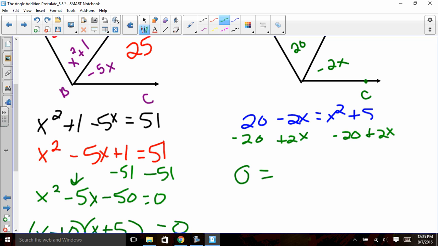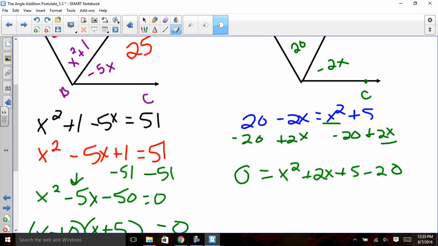We're in business. So again, descending order. My x squared comes first. Then comes my x. Well, we're going to add it, so it's going to be positive now. Then my plus 5 and my minus 20. Now, 5 minus 20 gives me negative 15. So I'm just going to go ahead and write in that minus 15.